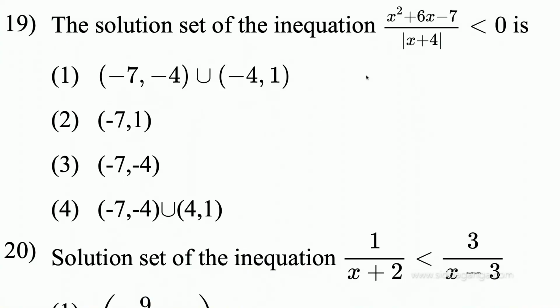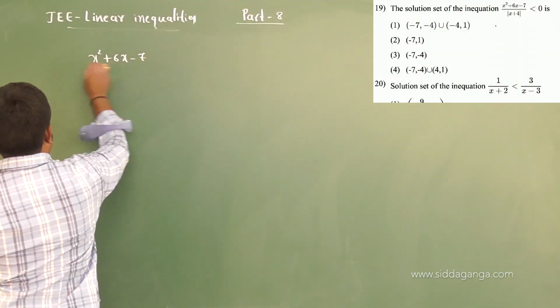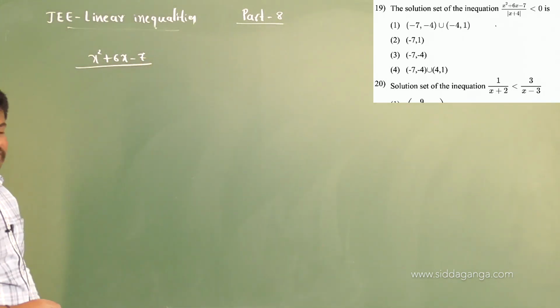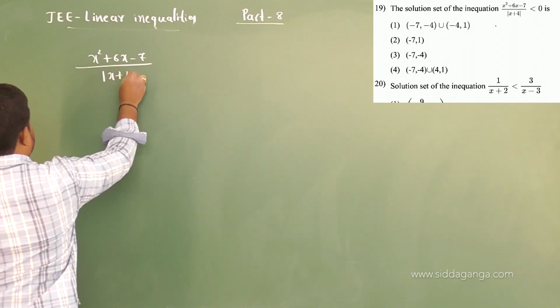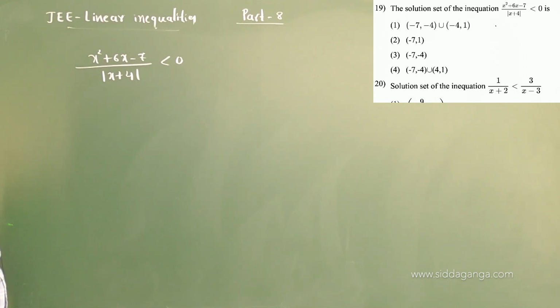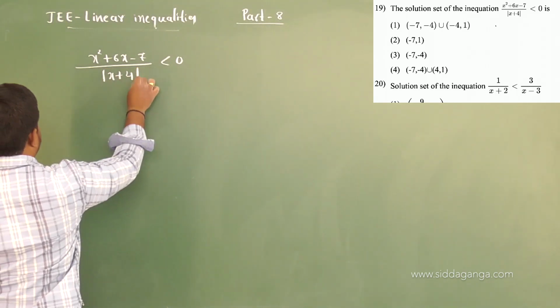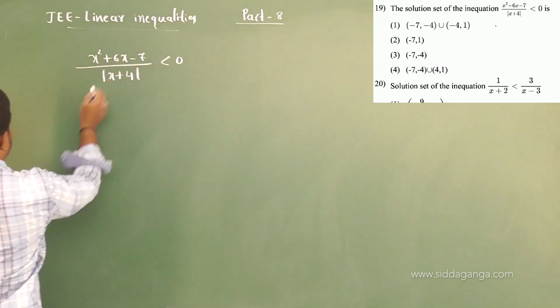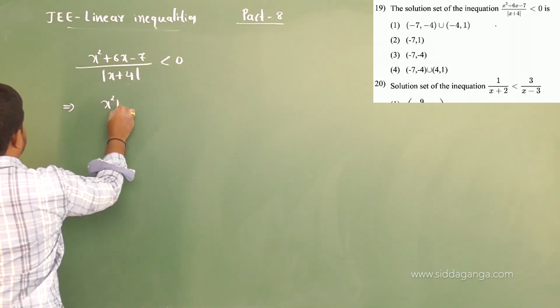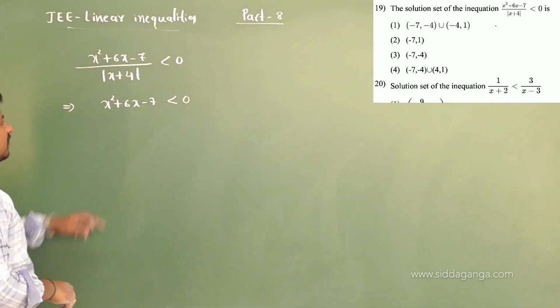Okay. Now, let me move to the 19th question. The solution set of the inequation x square plus 6x minus 7, whole divided by modulus of x plus 4, is negative. So, this is negative for what values of x? That is the question. Anyway, denominator is positive, right? So, we have modulus of x plus 4, this is positive, and hence numerator x square plus 6x minus 7 should be negative, because this is positive, no?